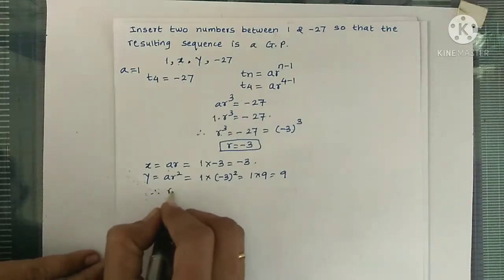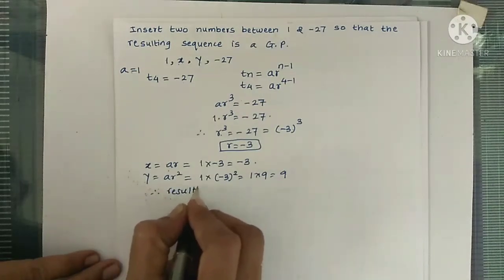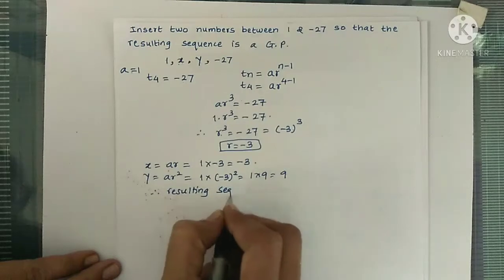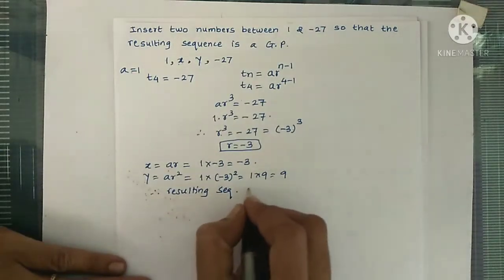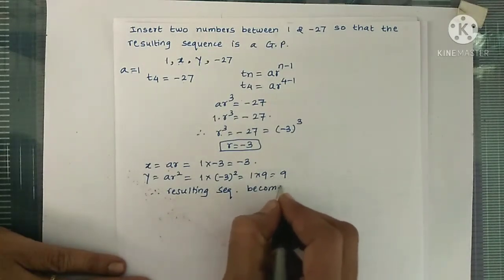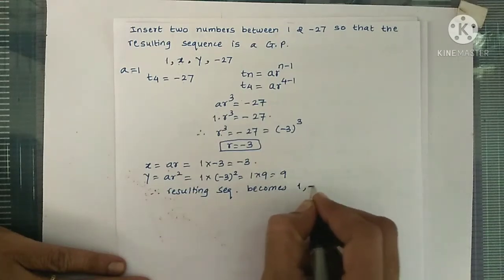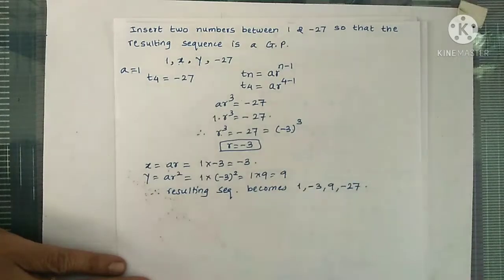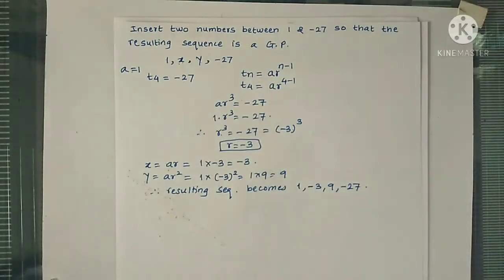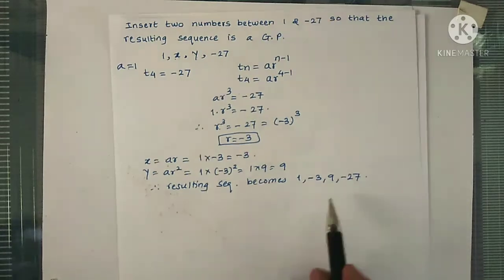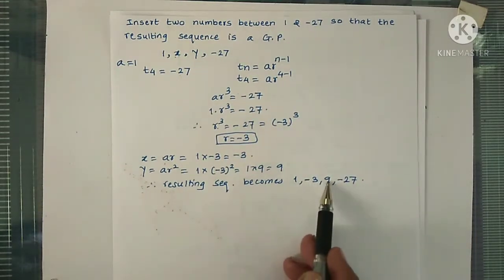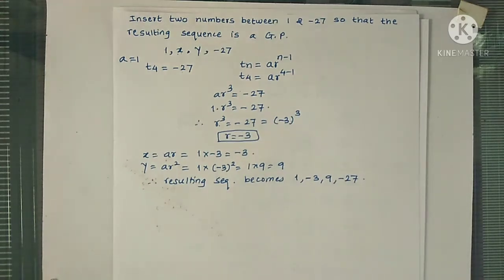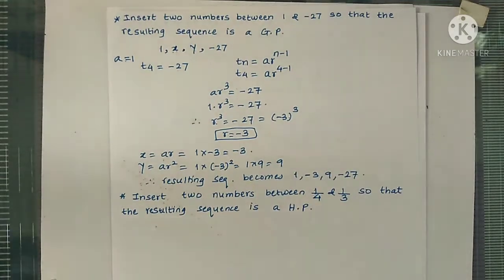Therefore, the resulting sequence, when we insert x and y, becomes: first is 1, then the value of x is -3, the value of y is 9 and the last number is -27. So this is the required GP. You can see here -3 by 1 is -3, 9 by -3 is -3, -27 upon 9 is also -3. So it is a GP. Let's solve one more question of this type.